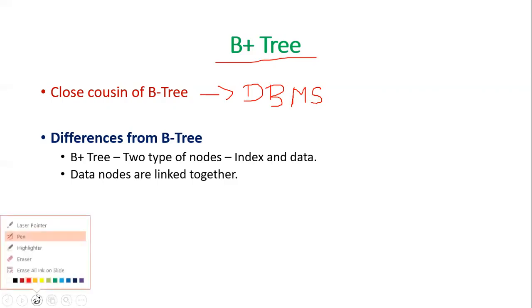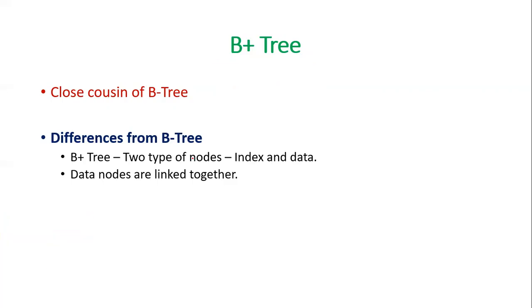First, let us try to understand the core differences between a B tree and a B plus tree. In a B plus tree, we have two types of node. One is called an index node, and the other is called a data node. An index node will not contain any data. It will have some keys, but these keys are not data. These are called indexes.